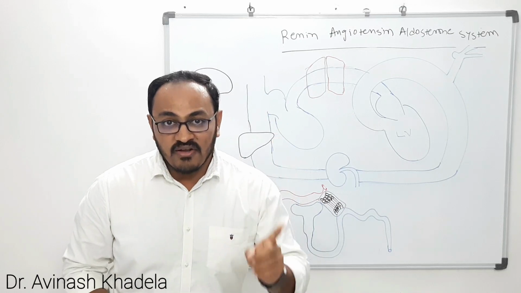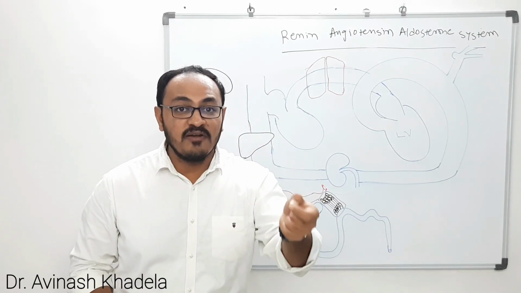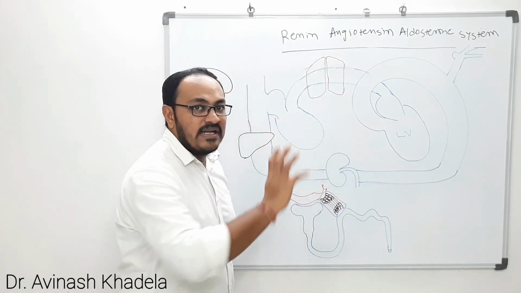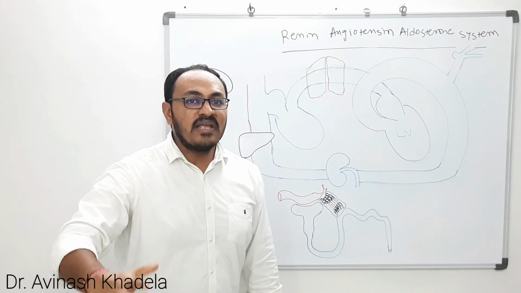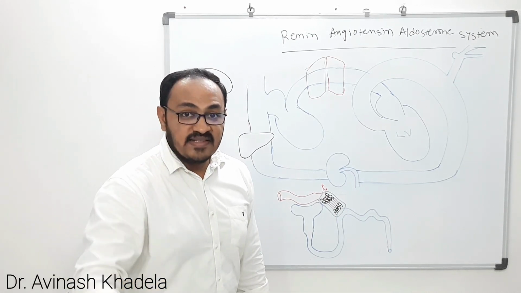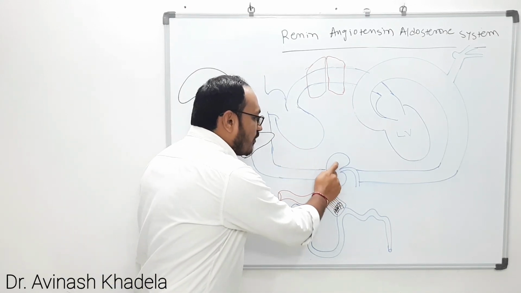When renal hypoperfusion occurs, or when the renal blood flow decreases, or when the renal pressure decreases, there is a certain mechanism in the kidney. In order to understand it precisely, let us take one nephron out of the kidney.